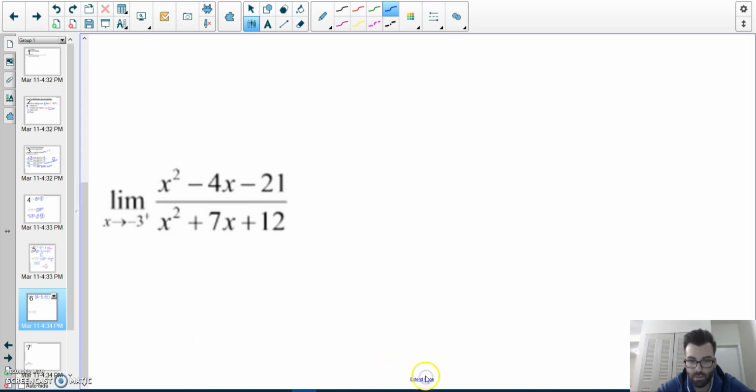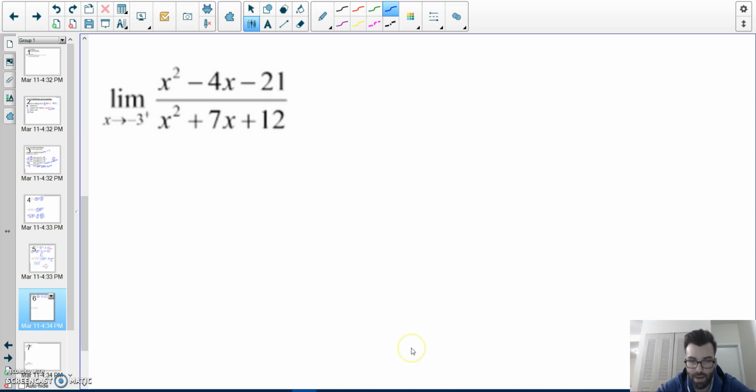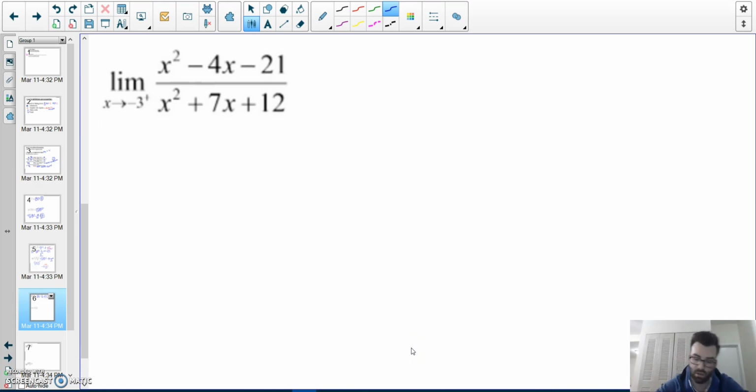Okay, let's try this one. x squared minus 4x minus 21. And now this says from the right. Now really, that doesn't really matter. It does and it doesn't. It doesn't matter in the sense that if our left and right limits match, if this limit exists, then that tells me that the left and right limits will be the same. So let's see if that happens.